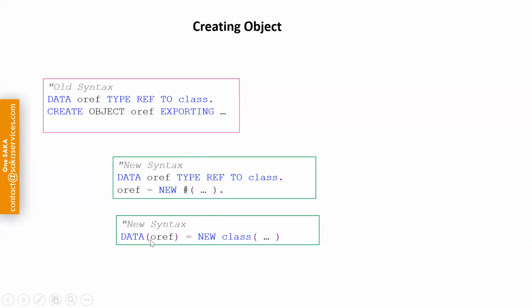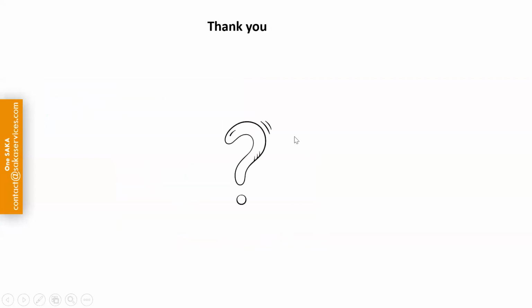This is more compact. I prefer using this because we have already understood how to declare data using inline declarations, be it a work area, an internal table, a variable, or a class reference. Everything we can create using inline declarations. And for creating objects, CREATE OBJECT is not required anymore. With the NEW keyword, NEW class, we can create the object.